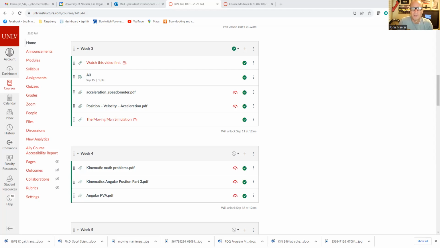You've also already been exposed to one presentation on angular kinematics as well. But it's really good to understand the different ways that we can quantify angular kinematic position. And then I add in some angular PVA information here as well to give you that graphical representation of the relationships between angular position, angular velocity, and angular acceleration.